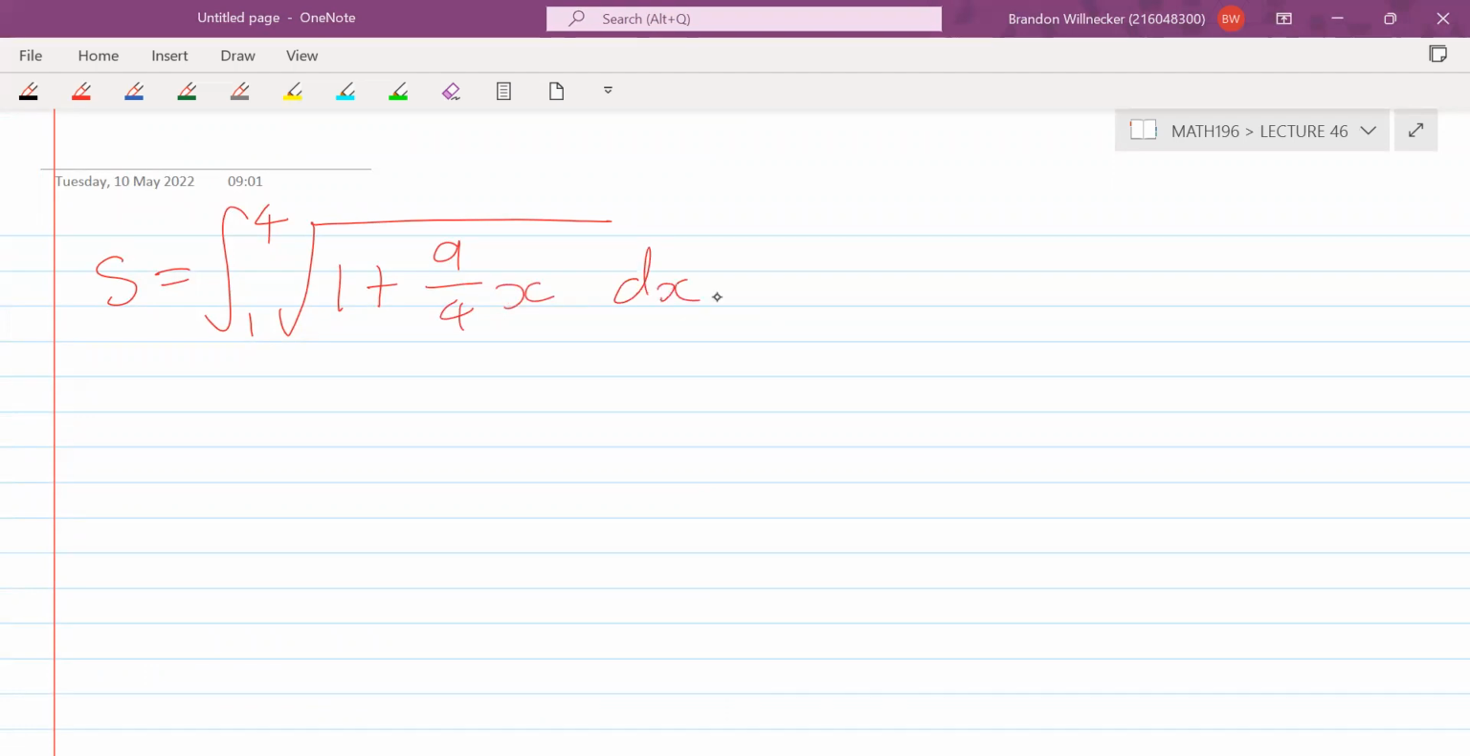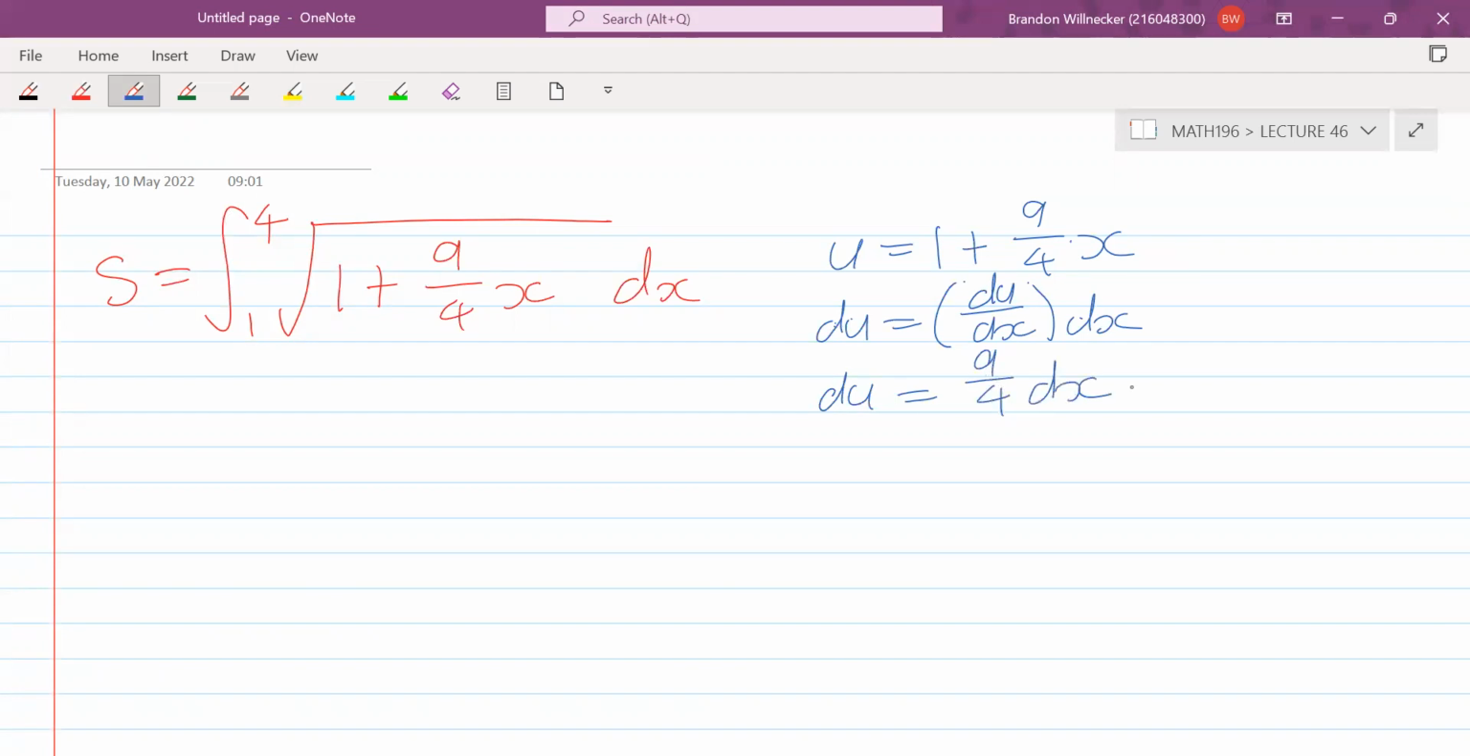Okay, so we need to do a u substitution first. So u is equal to 1 plus 9 over 4x. Okay, now we need to find du. So du is going to be du by dx dx. So du will be 9 over 4 dx. Okay, but we just want dx by itself. So we need to take the 9 over 4 to the other side. So we get 4 over 9 du is equal to dx. Okay, so we've got our differential now.